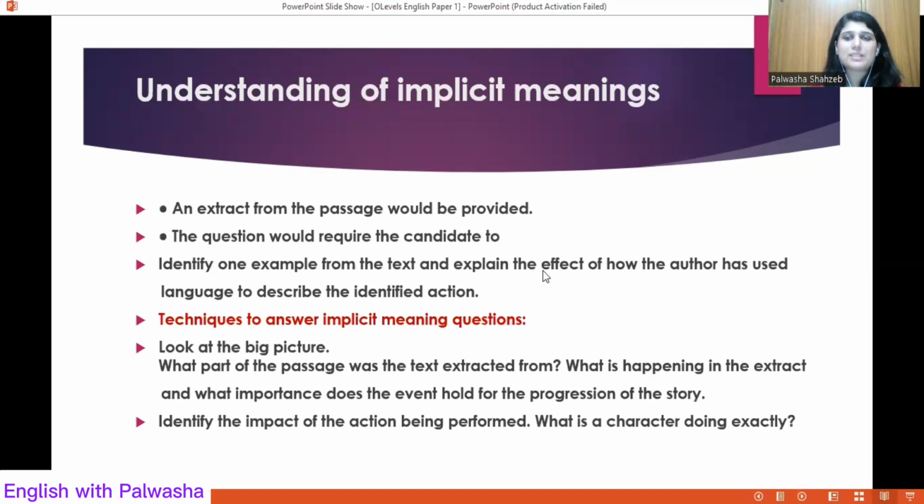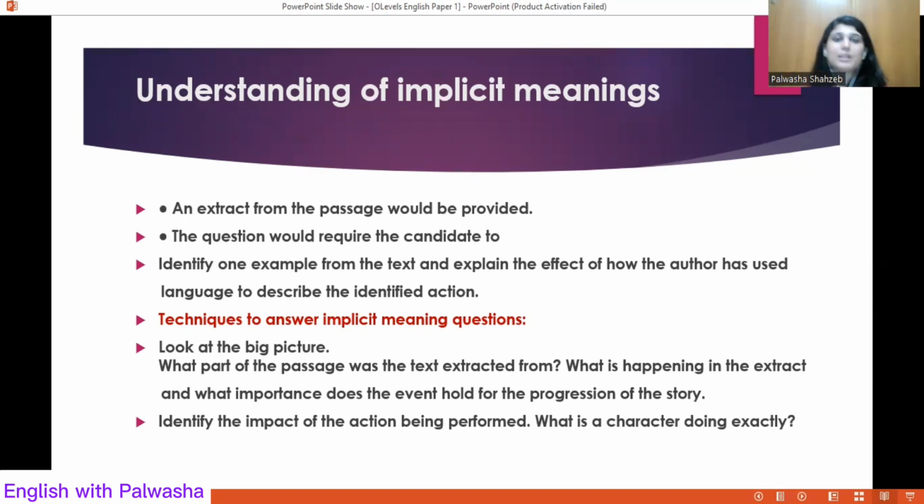Now, understanding of implicit meanings. What does implicit meanings mean? An extract from the passage will be provided. The question would require the candidate to identify one example from the text and explain the effect of how the author has used language to describe the identified action. I've already explained this in my previous video. You have to identify one example. The whole text is given to you.